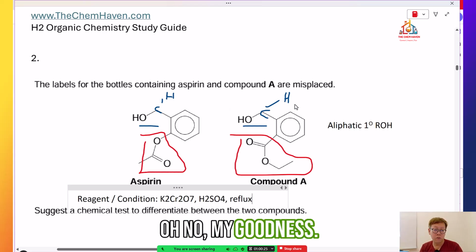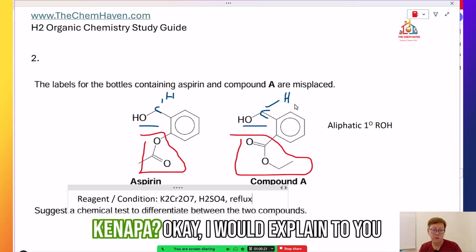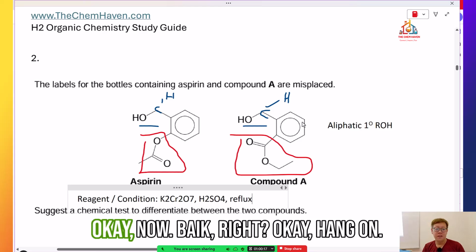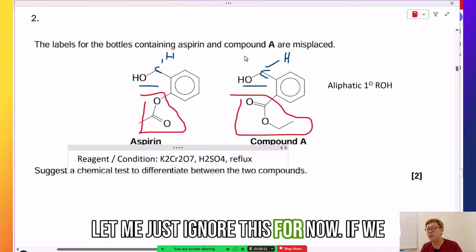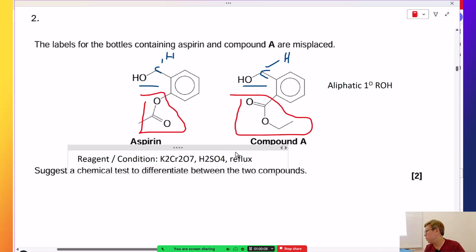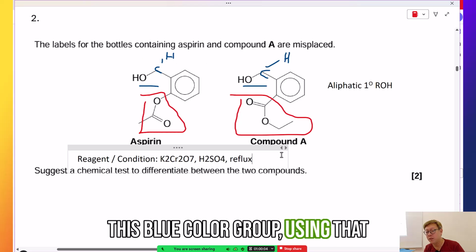Oh no! My goodness, cannot. Okay, I will explain to you why it doesn't work. Okay, later. Okay, now by right, okay, hang on. Let me just ignore this for now. If we don't have this blue color group, using dichromate will work. Okay, if we don't have this blue color group, using dichromate will work.